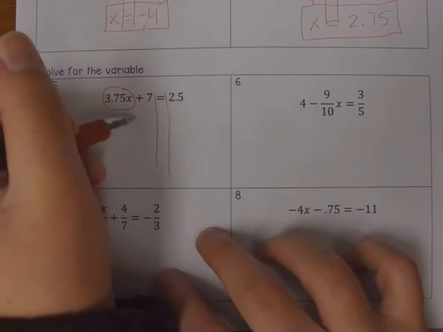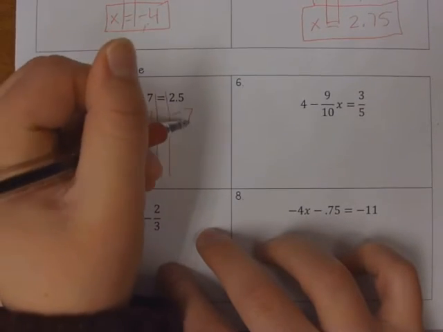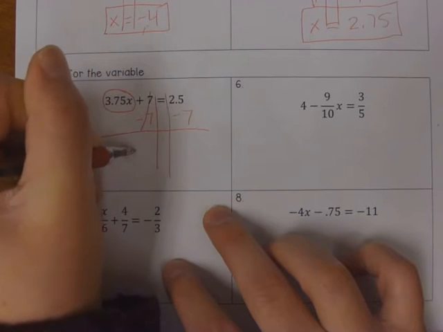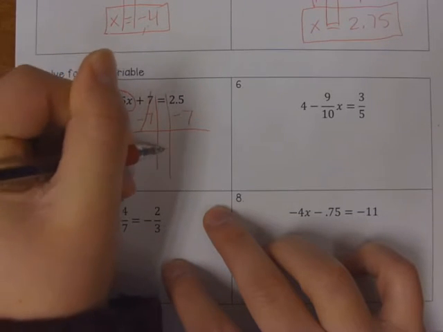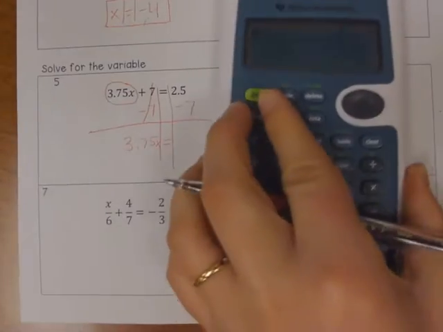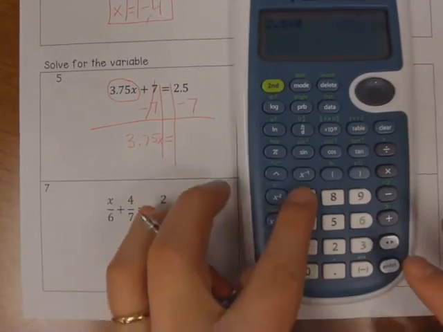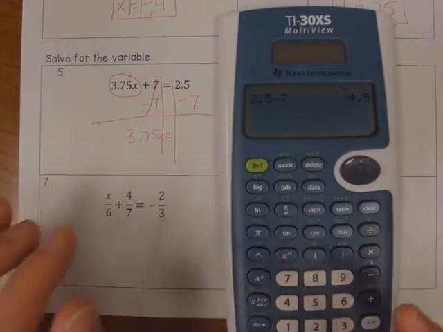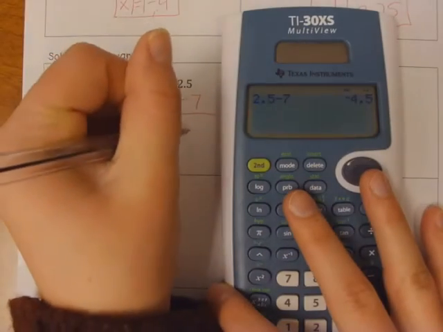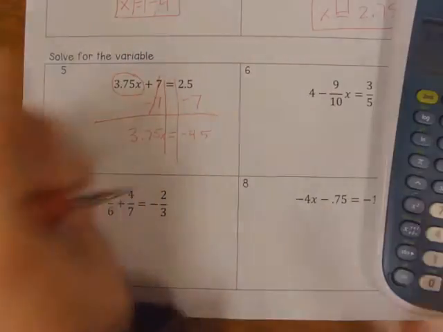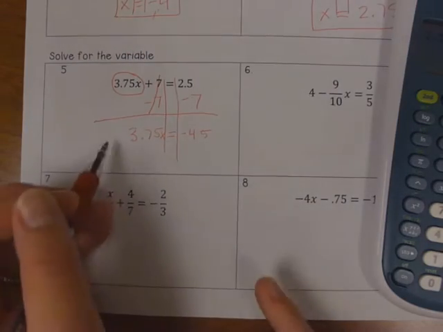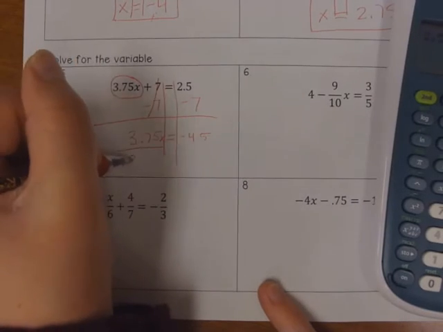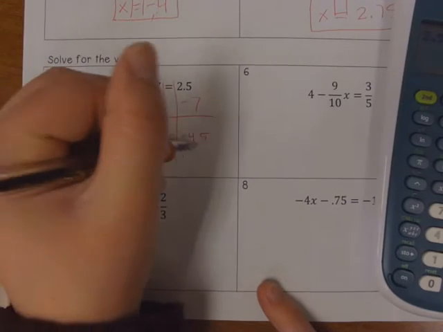So you get rid of your constant first by minusing 7. Those cancel and leave you at 3.75x equals, you have 2.5 minus 7, negative 4.5. And that's your first step. And now it's a one-step equation. These are connected, so it's going to be multiplied, which means the opposite is to divide.